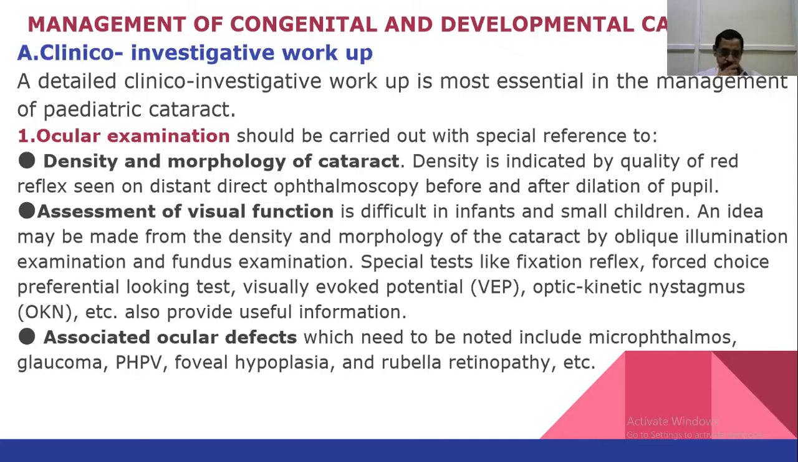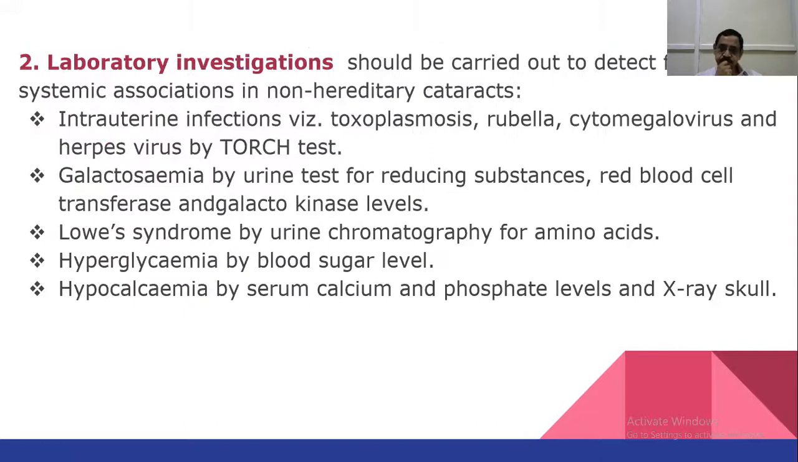Associated ocular defects which need to be looked for include microphthalmos, PHPV, foveal hypoplasia, and rubella retinopathy, etc. Laboratory investigations should be carried out. TORCH test must be done for intrauterine infections. Next, galactosemia is found out by urine test. Lowe syndrome by urine chromatography for amino acids.